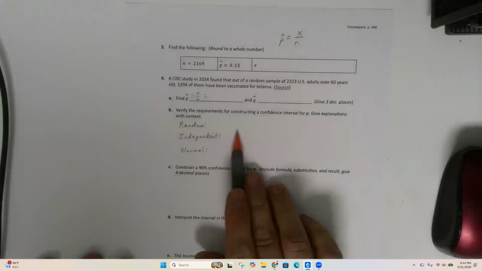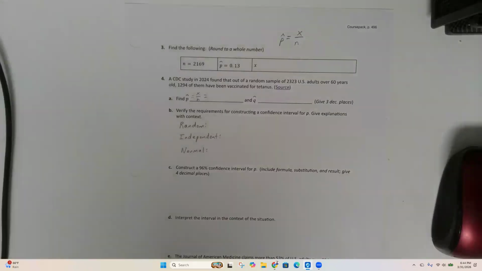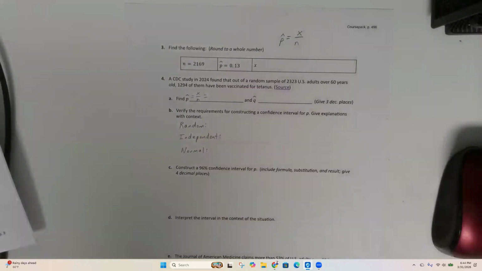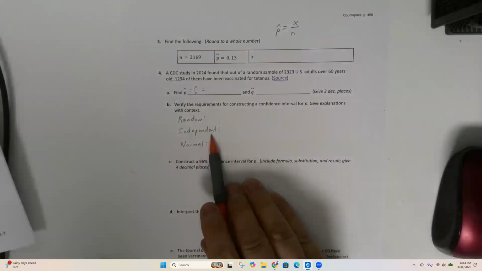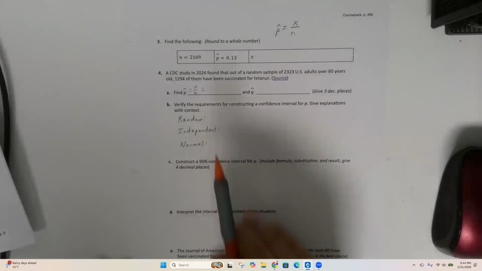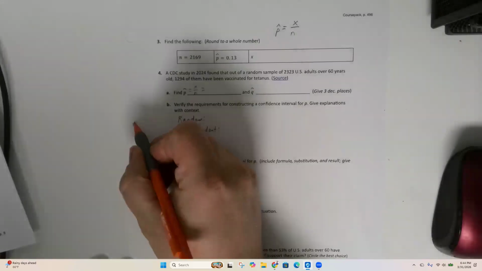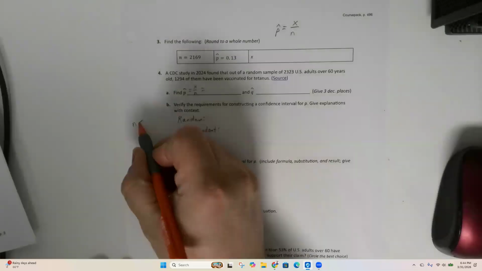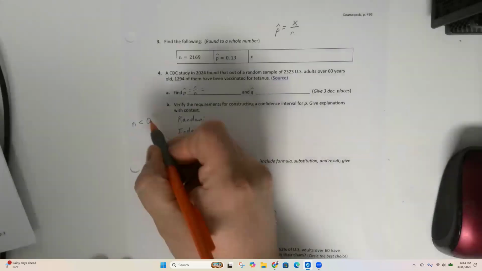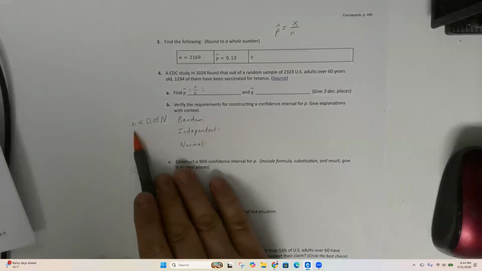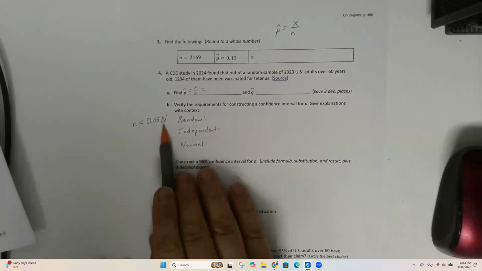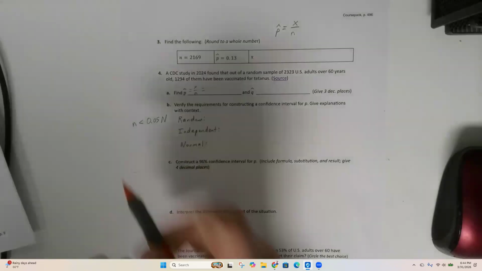When you're checking these, it's the same steps that we talked about in chapter 8 when we were checking to make sure that our central limit theorem was satisfied. Now, independent, there's 2 ways you can do it. One is you need to make sure that your sample size is less than 5% of the population. You can do this if you have a number for your population. If you don't have a number for your population, it's easier to use this one.